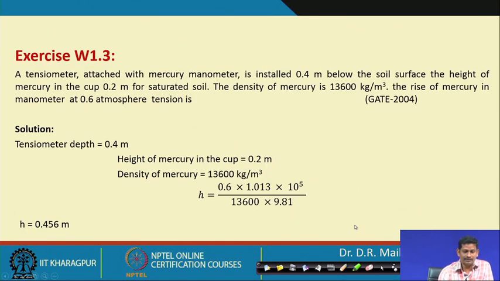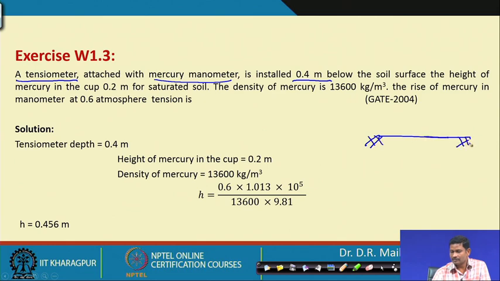And this is the third example. Let us consider the tensiometer attached with a mercury manometer, you have seen that, installed at 0.4 meter below the ground. So, this is the ground. Okay. So, the tensiometer is installed down.